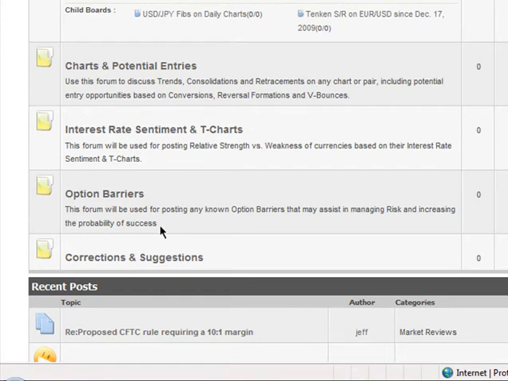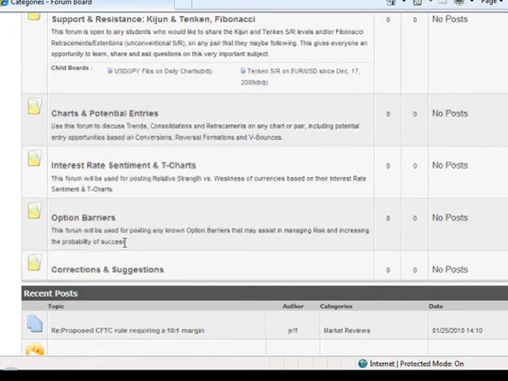And option barriers, we used to get a lot more information on the Yahoo board on option barriers, and we're hoping that people, as they run across it, post it here. I see them myself from time to time and haven't taken the time to put them on the board, but I'm going to certainly start doing that now. Post it here because everybody's interested in that as it impacts our trades.